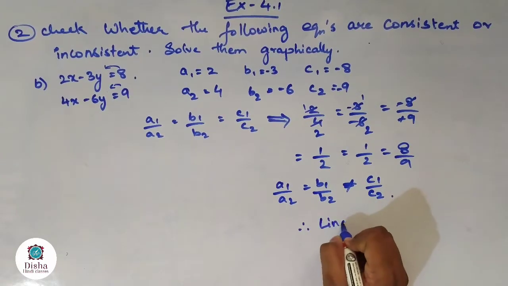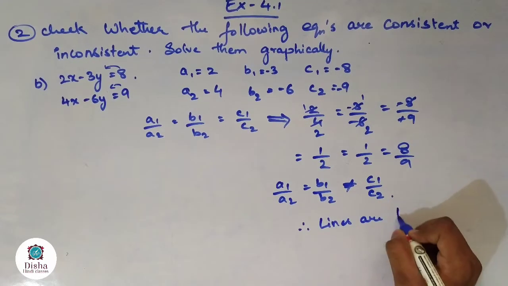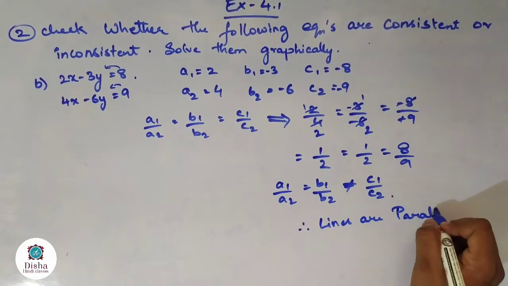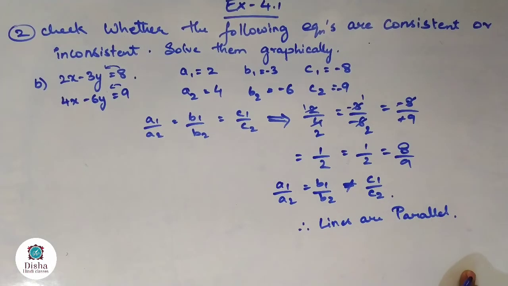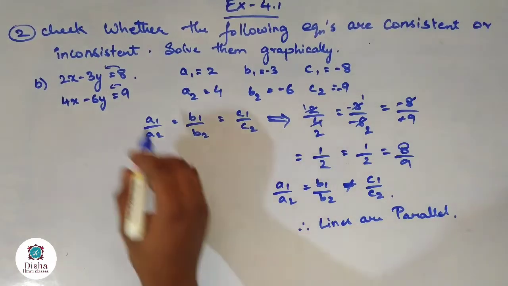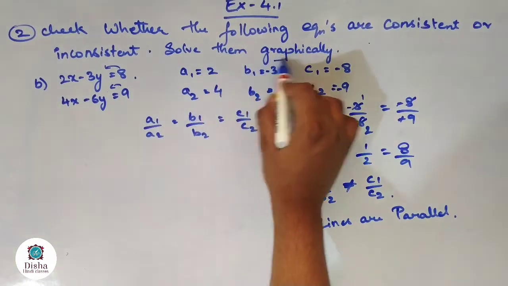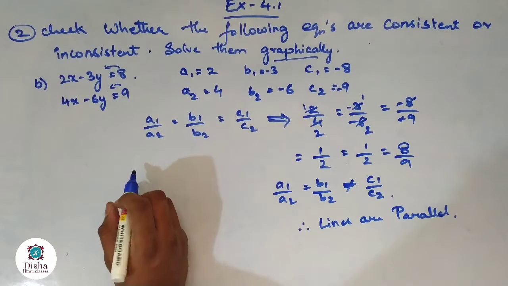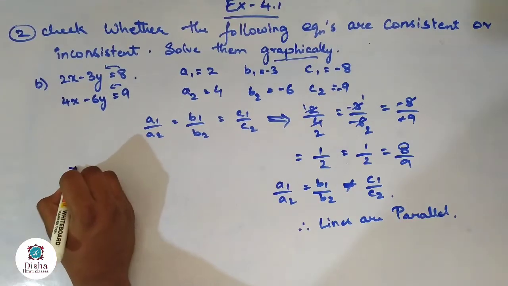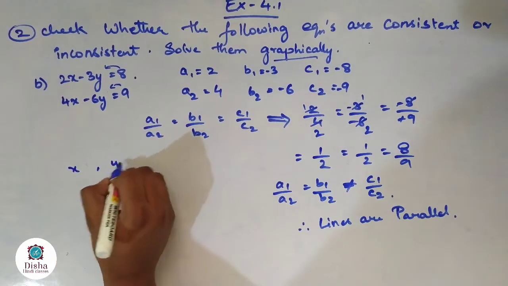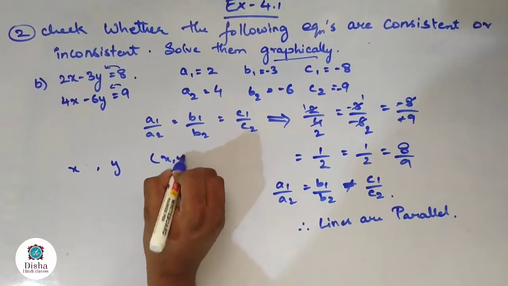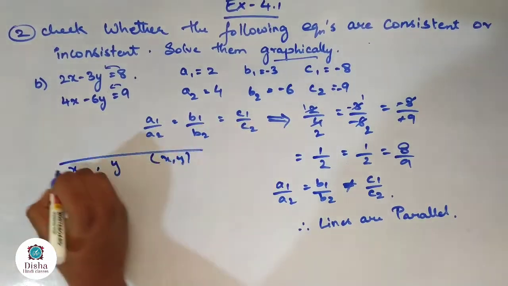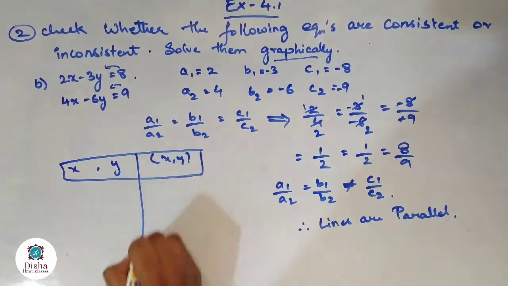Therefore, the lines are parallel, right? Lines are parallel. Now we have to solve this graphically, so we need points, right? So now x comma y, here we take x and y, draw the box.